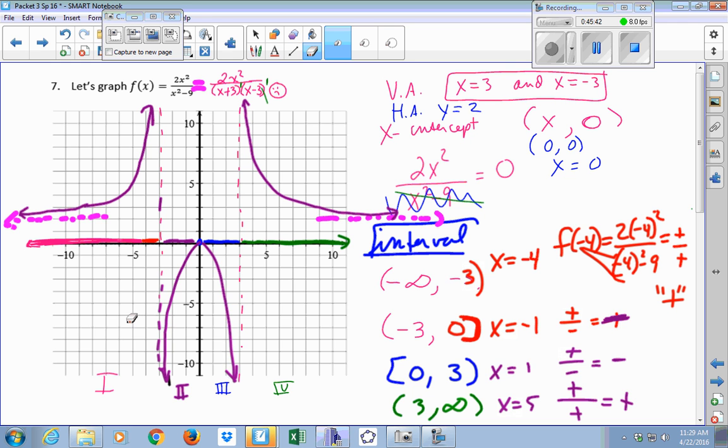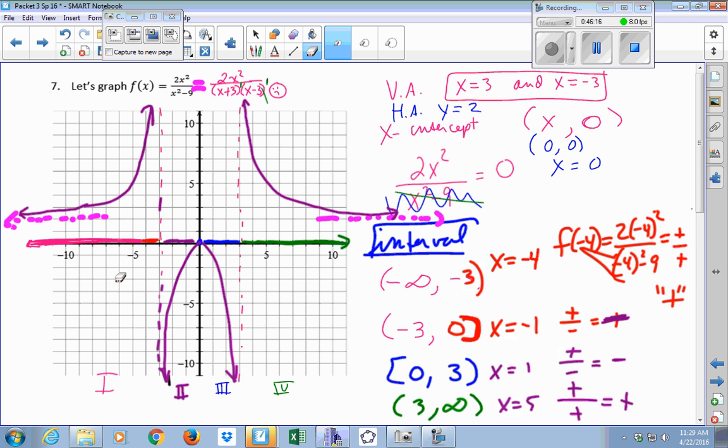Anytime you have an odd multiplicity on your factors in the denominator, you change sign at the asymptote. If it was, say, x plus 3 squared, then you would stay on the same side. If this was x plus 3 squared, instead of coming down here, I would be here and going like that, because it's an even multiplicity. You just simplify it to x plus 3, x plus 3, and it's still the same vertical asymptote. It's just your sign wouldn't change.